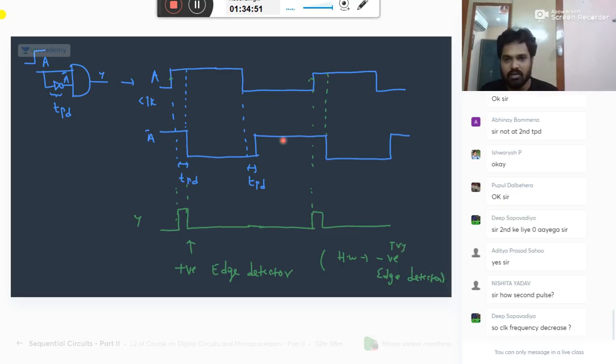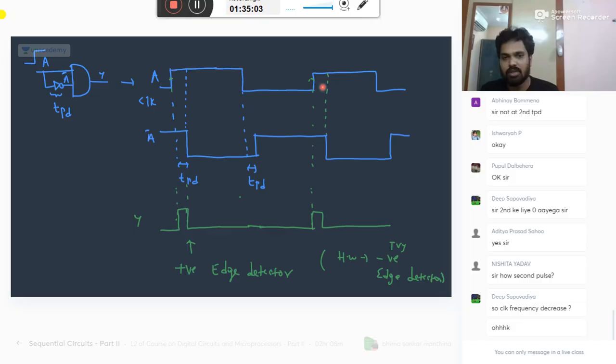Frequency is the same. From here to here is one clock. Here also the same. During this time, you are not getting any one. Only one is coming at the positive edge only. Same frequency, but reduced width will come.